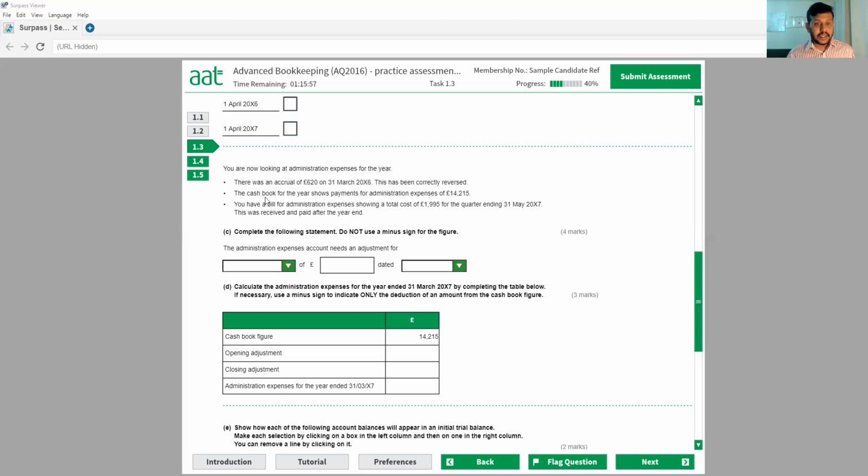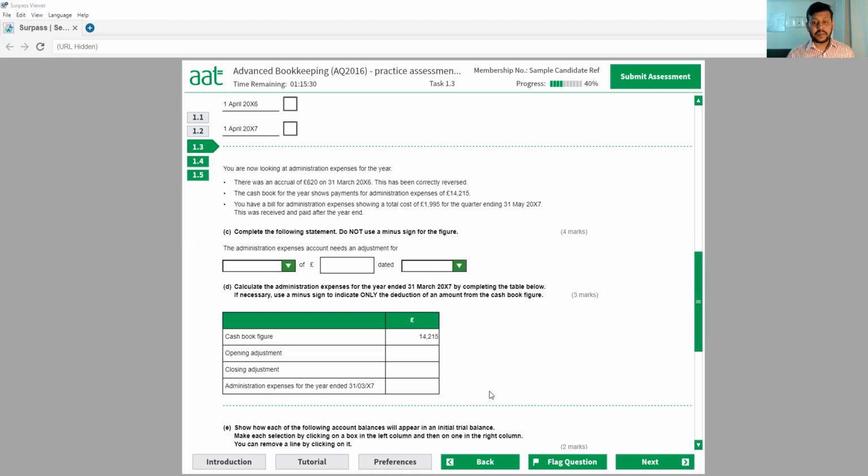Okay, let's have a look at the cash book for the year. The payment for the admin expense is 14,215. So 14,215 is the money we paid from our bank. You have a bill for the admin expense showing a total of 1995 for the quarter ended 31st of March 2017. This was received and paid after the year end.